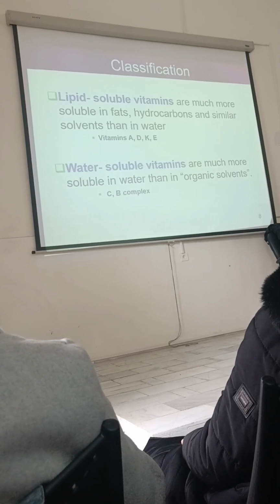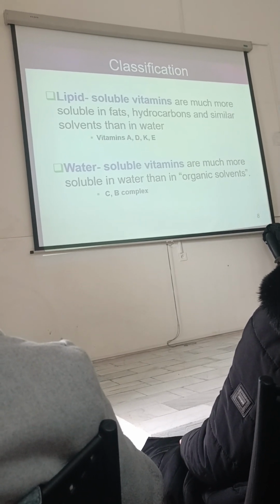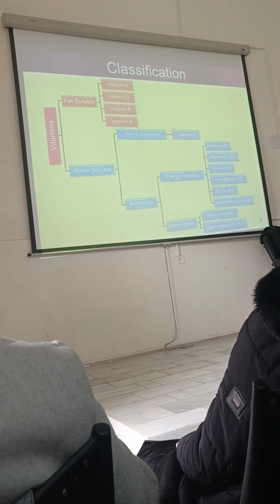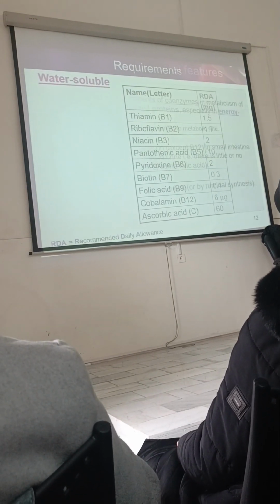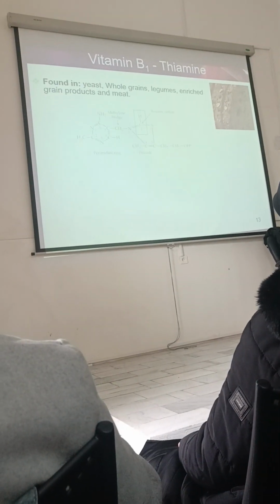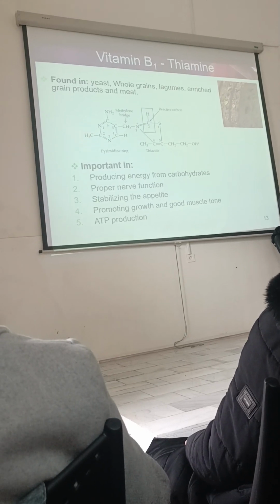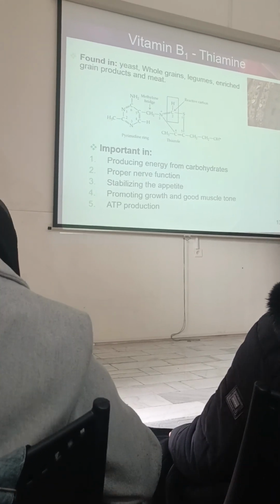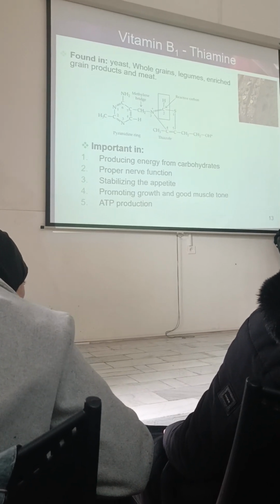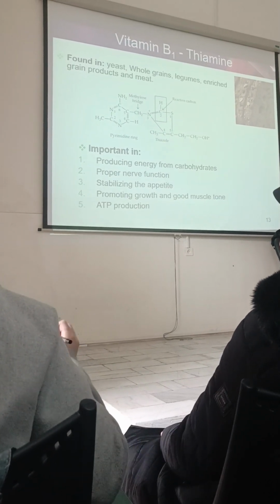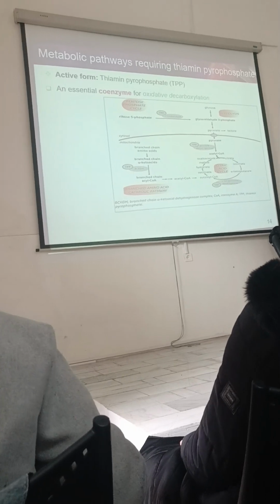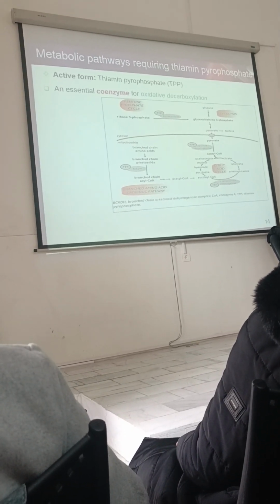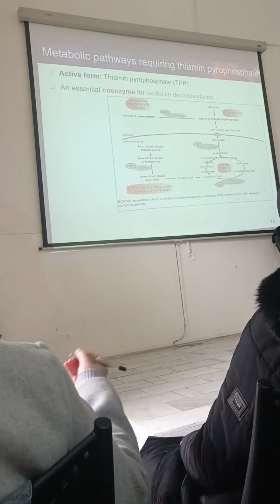About the classification, you should know which vitamins are water soluble and which are lipid soluble. About the general name, the title. Actually, to be honest, in this slide, just the title. The generic or scientific name of vitamin B1 is thiamine. The name of the coenzyme is thiamine pyrophosphate.